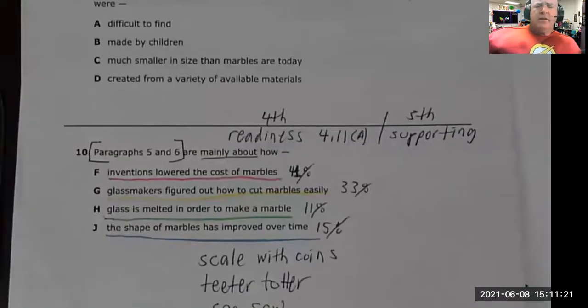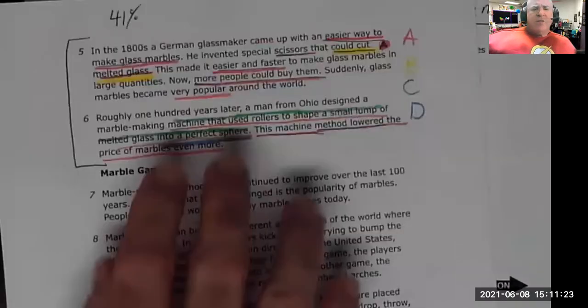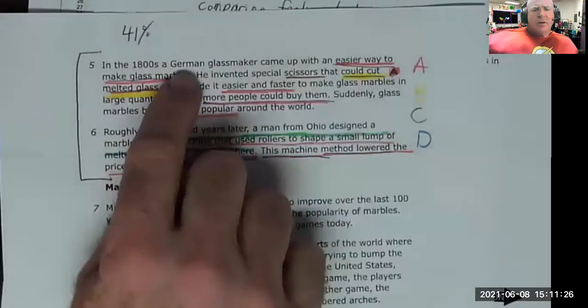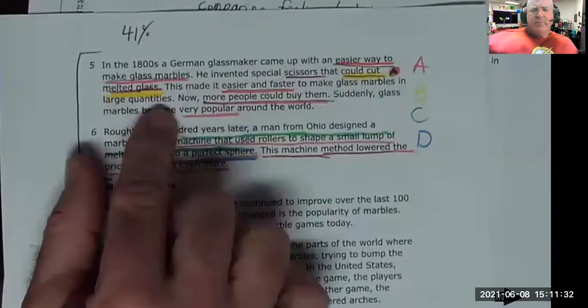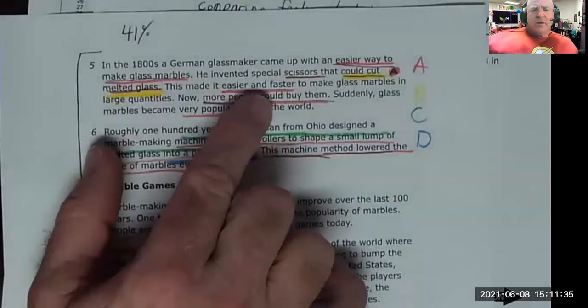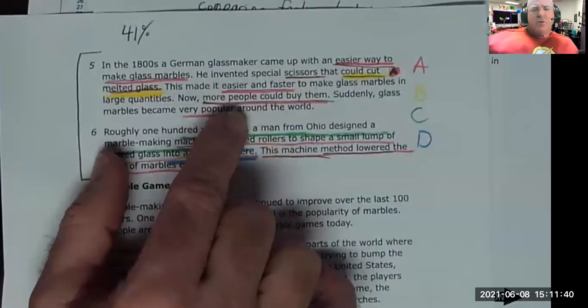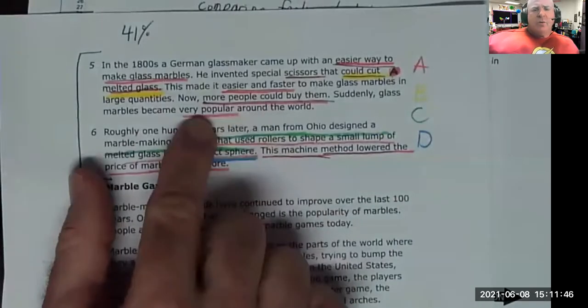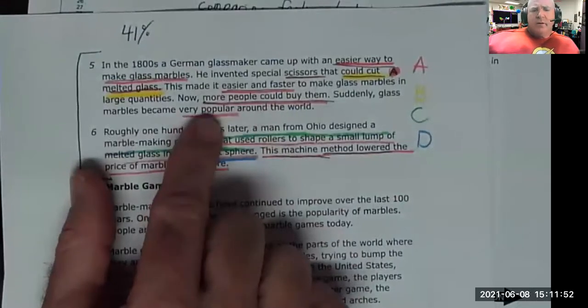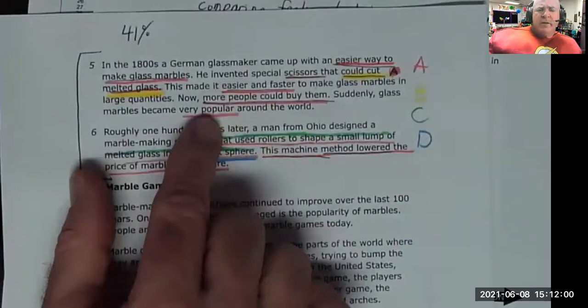So if you look and see the content that I underlined, if you can find an easier way to make the glass, then that's going to lower the cost, cause and effect. If it's easier and faster to make them, then that's going to lower the cost. If more people buy them, people aren't going to buy things unless the cost is lower. If they become very popular, supply and demand, you tend to buy things that are popular, and if they're that popular, it must be because the cost is low enough to be able to afford it.